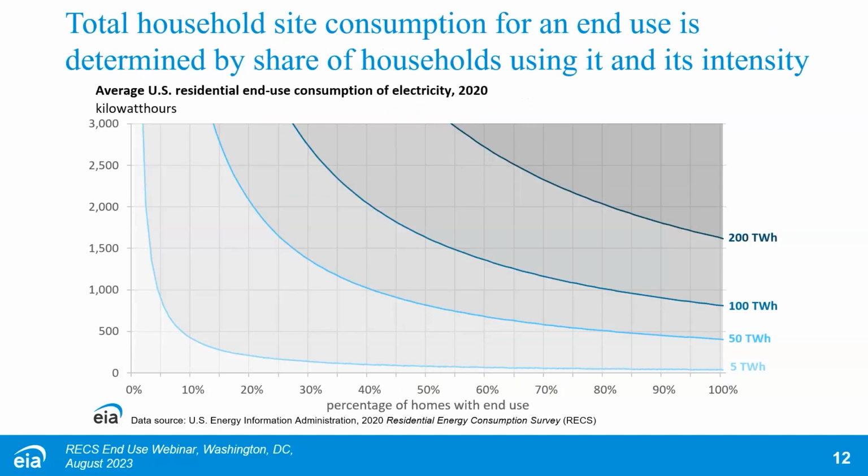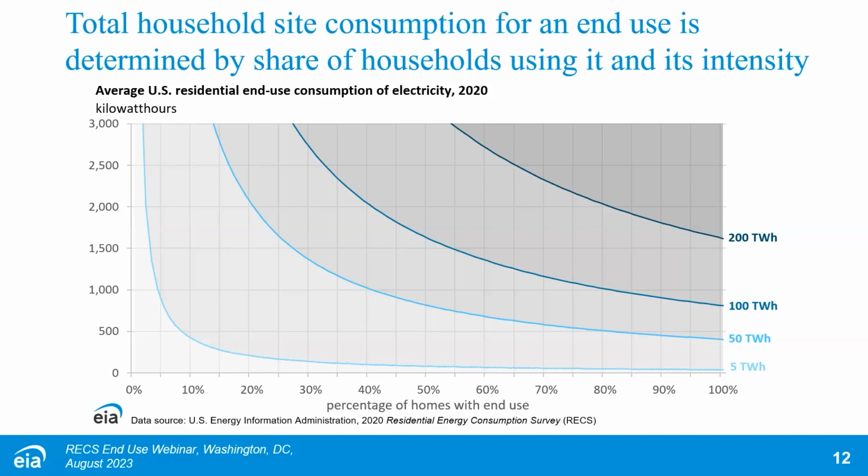So in RECS, we produce statistics on both total household site consumption by end use, as well as average consumption per household by end use. So many households may use an end use, but if it has a low energy intensity, it may contribute little to the total household site consumption. It may also be possible for a smaller percentage of households to use an end use, but if it's more intensive, it may contribute to a larger share of the total. So I have a few slides here to illustrate this point.